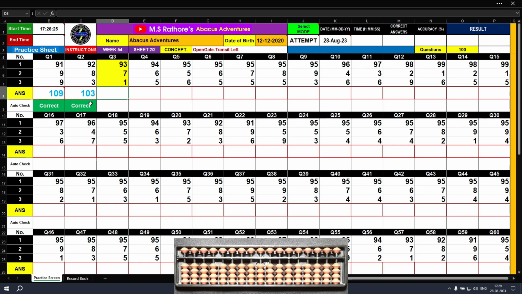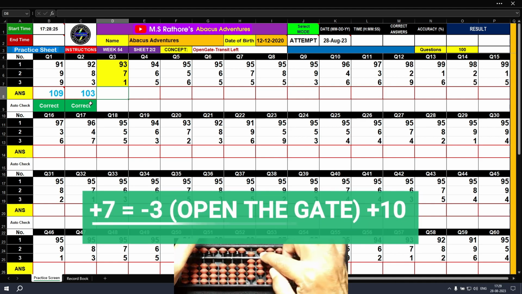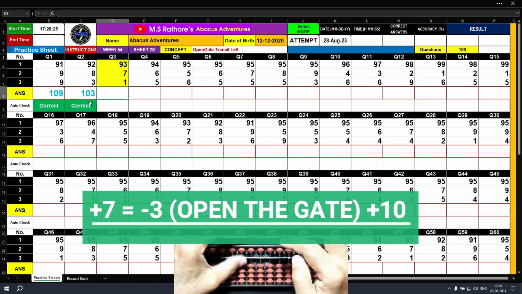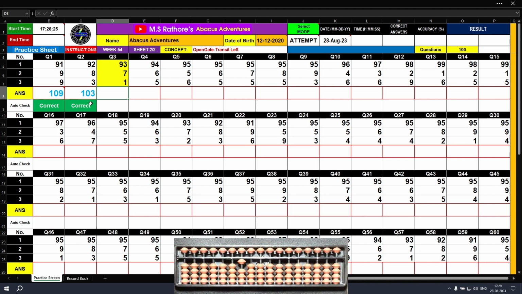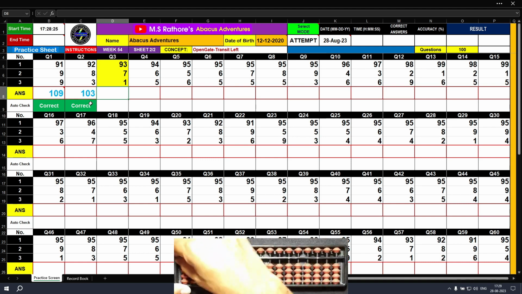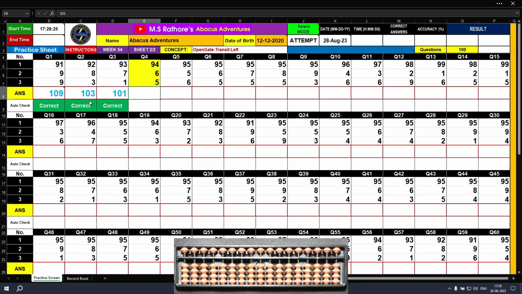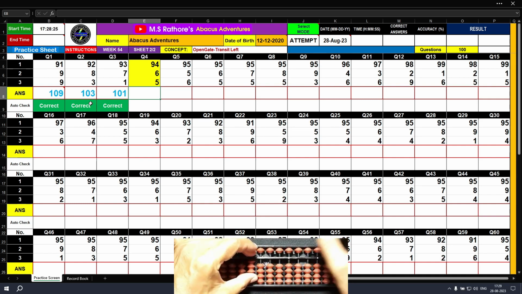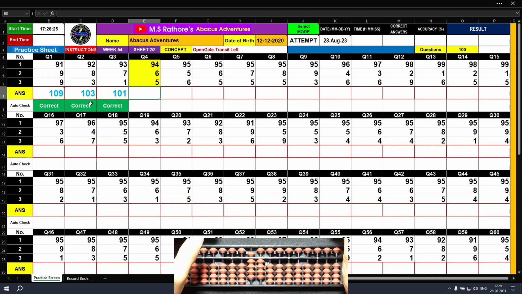Coming to question number 3. Plus 90 plus 3, the answer is 93. Plus 7 equals minus 3, open the gate, plus 10. The answer is 100. Plus 1, the answer is 101. Clear? Question number 4. Plus 90 plus 4, the answer is 94.